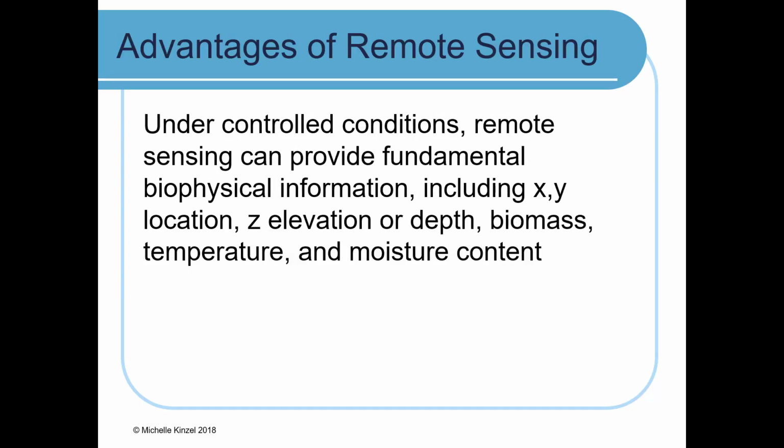Under controlled conditions, remote sensing can provide fundamental biophysical information, including XY, which is latitude and longitude, location, and the Z, which would be elevation above sea level or depth below sea level. It can also provide information on biomass, temperature, and moisture content, plus many others. These are just a few examples.